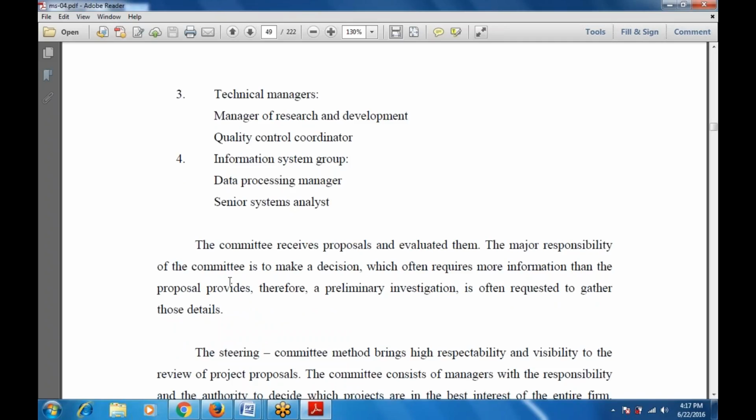Now, what is the task of this committee? Why are these people grouped together into one committee? The main task of the committee is to review proposals and evaluate them. The major responsibility of the committee is to make a decision, which often requires more information than the proposal provides. Therefore, investigation is often requested to gather the details.